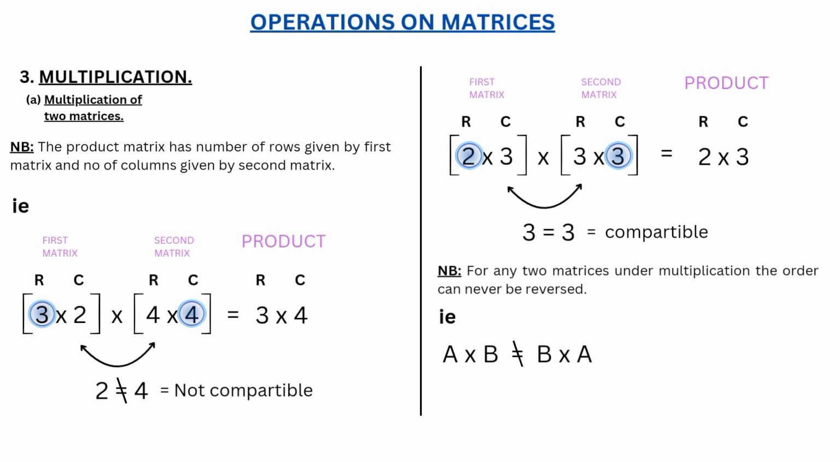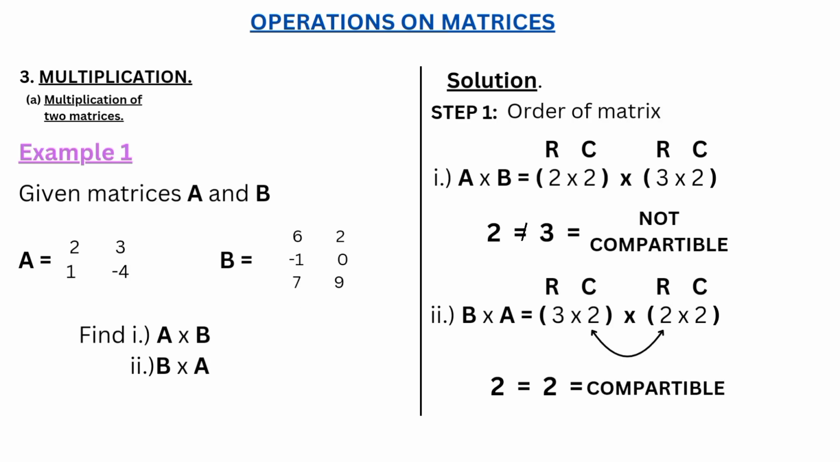Something to note is, for any two matrices under multiplication, the order cannot be reversed. So if you are told to find the multiplication of matrix A times B, you cannot start with B times A because it will change the whole thing. So here is an example for you to understand this properly. We are told, given matrices A and B, find A times B, and the second question is find B times A. So the first step is to check if the matrices are compatible or not. So the first question is find A times B.